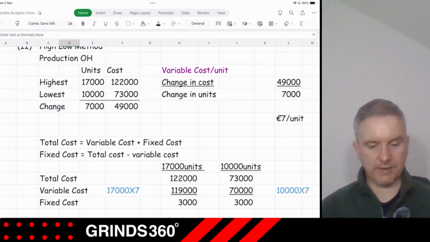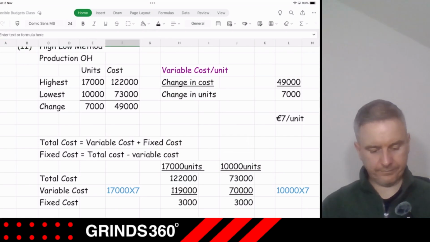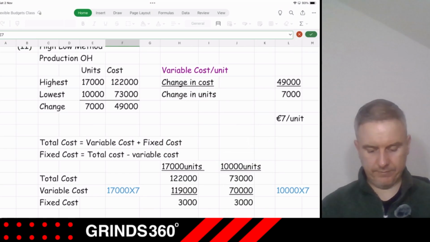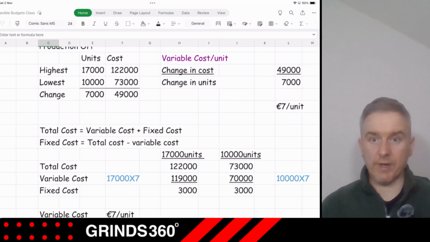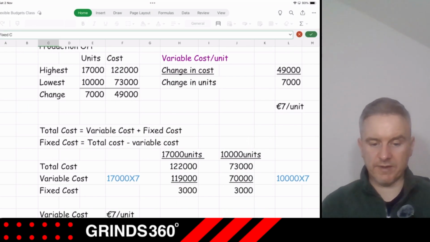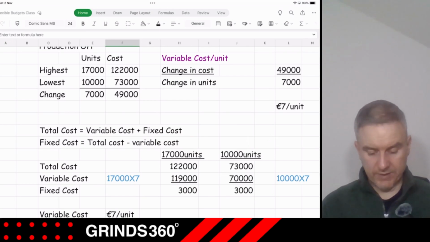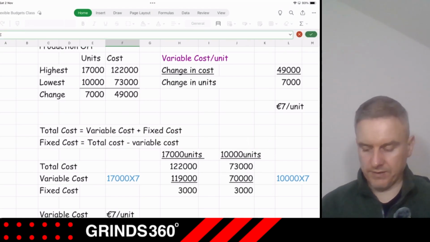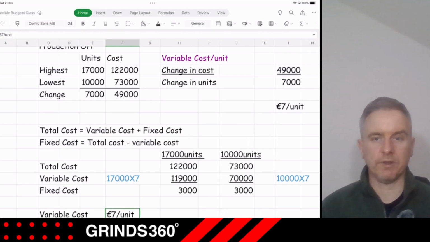okay? Now we want to present that. So variable cost, and all we're saying there is just €7 per unit. And then fixed. Remember, you're making your examiner's life easy here. You just want your examiner to see it and say, brilliant. Just give you the full marks and move on. And that's what they will do, okay? They're not going to spend ages going back through everything. If you have the correct answer, it's just tick, move on, all right?